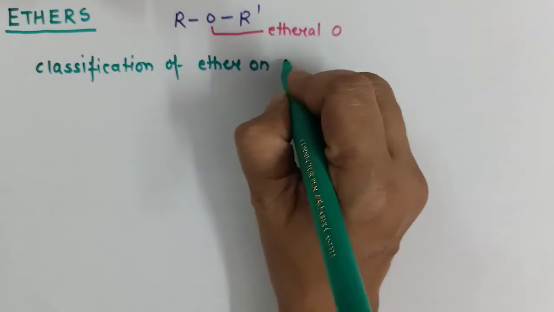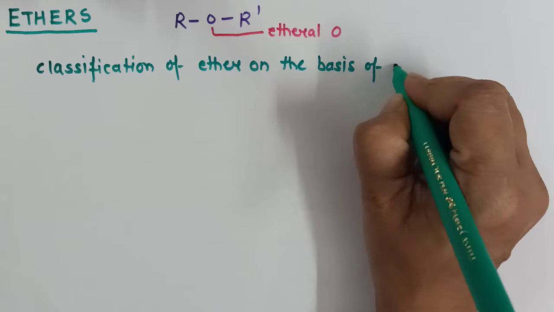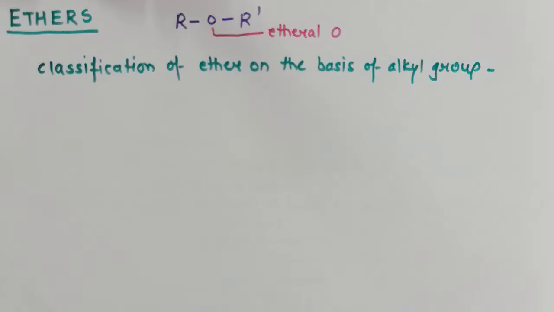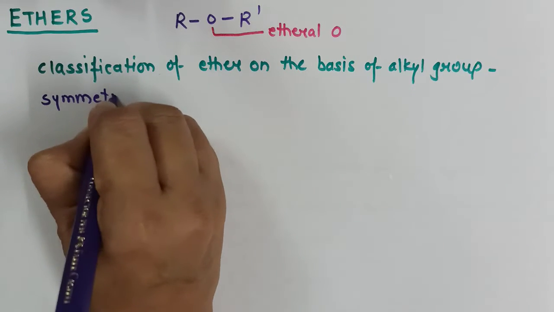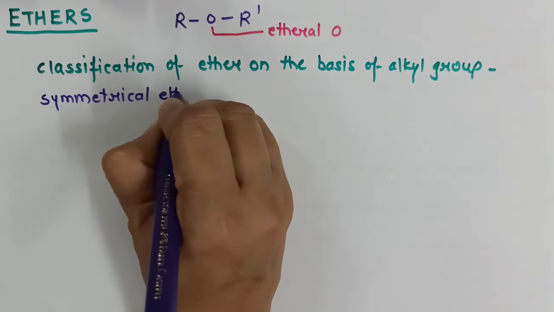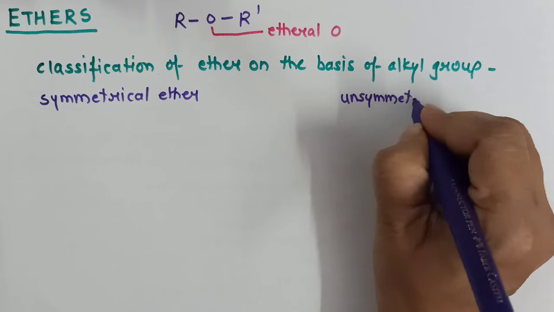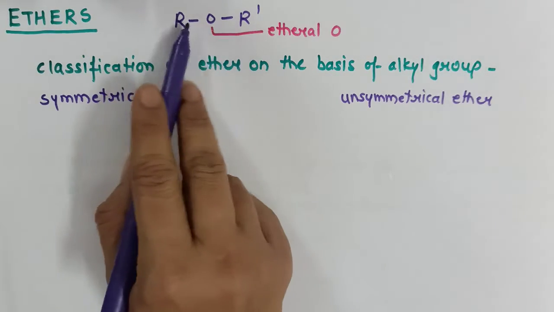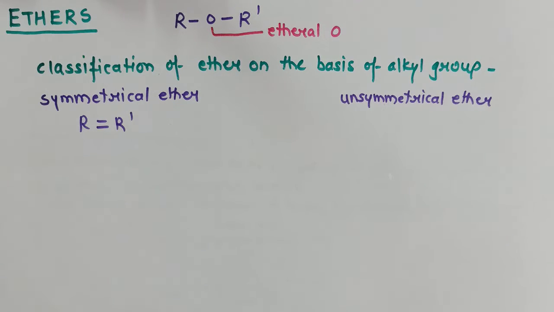On the basis of alkyl group, the ether can be classified into two categories. One is symmetrical ether, and another is unsymmetrical ether. Symmetrical ether will be called when both these alkyl groups are same. In that case, it will be called as symmetrical ether.